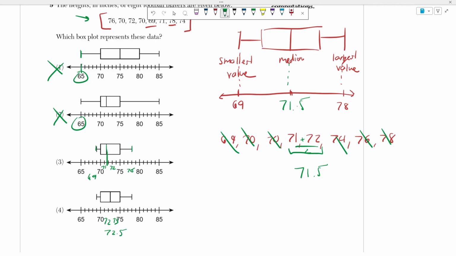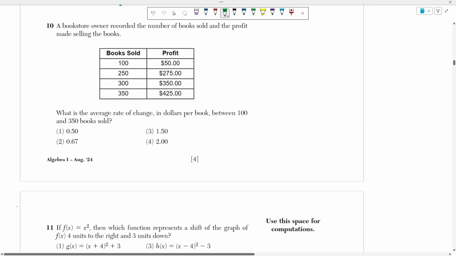So I calculated my median to be 71.5, which is why choice 3 has to be the correct answer. Number 10 says that a bookstore owner recorded the number of books and the profit made selling books. What is the average rate of change in dollars per book between 100 and 350 books sold? So the average rate of change is the change in Y over an interval.